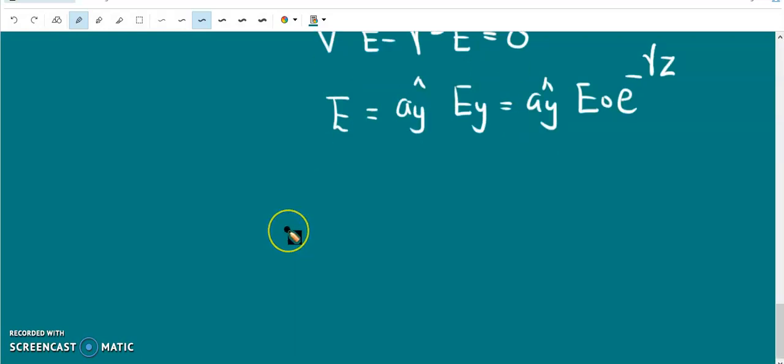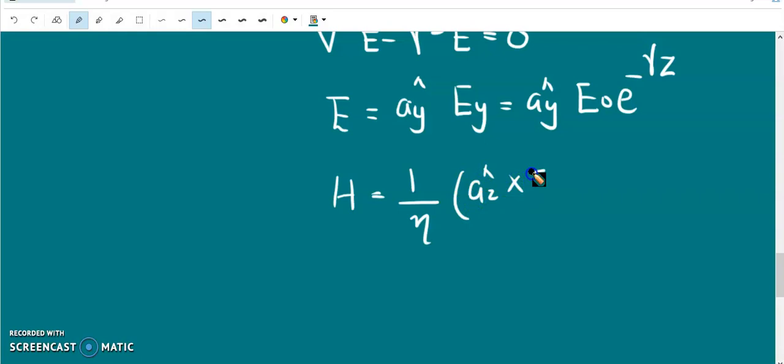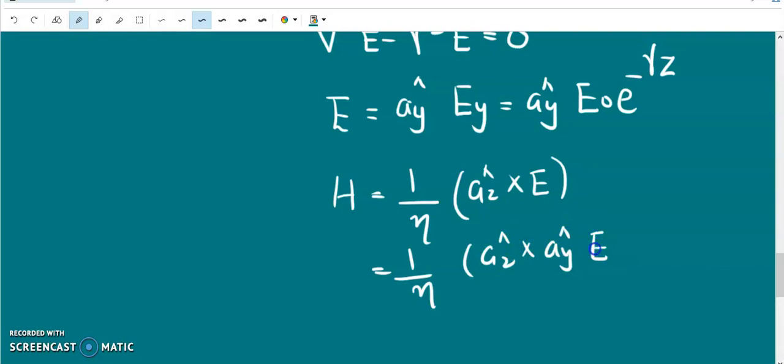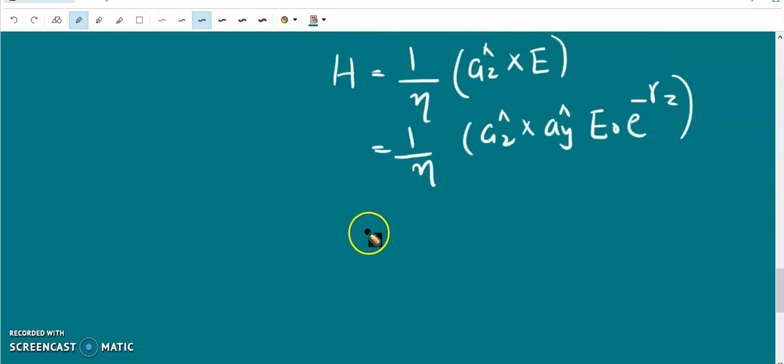And therefore the magnetic field is given by, it is equal to 1 over eta an cross E. an is the propagation direction. Here it is az. az cross E. So 1 over eta az cross ay cap E0 e to the power minus gamma z. az cross ay is minus x.